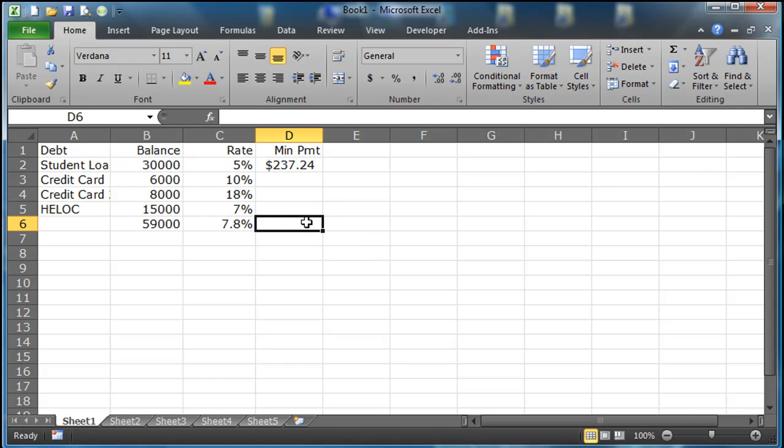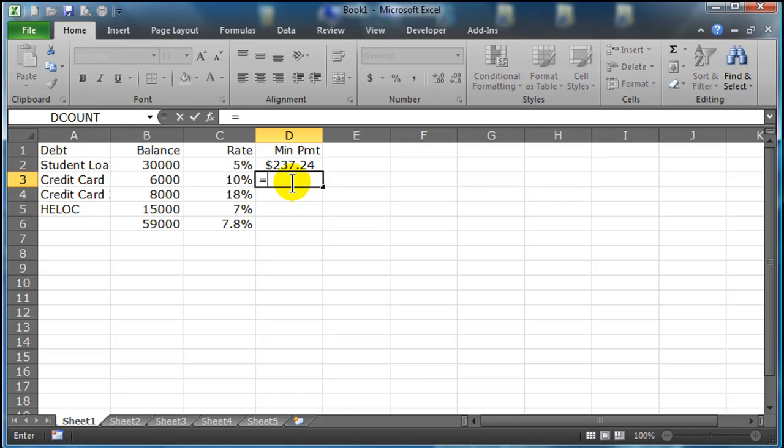Now for credit cards, that's a little bit more of an interesting scenario. So let's say your credit cards are both saying that the minimum payment is 3% of the balance. So I'm going to make a calculation that takes my current balance and multiplies it by 0.03, which is 3%.